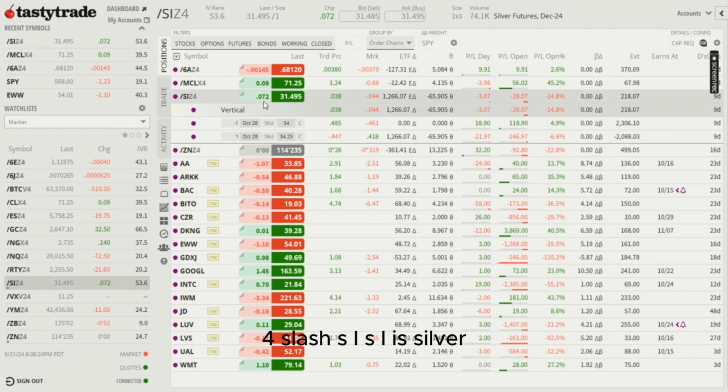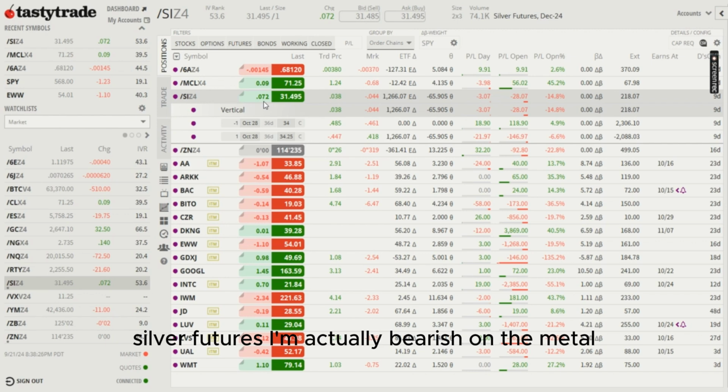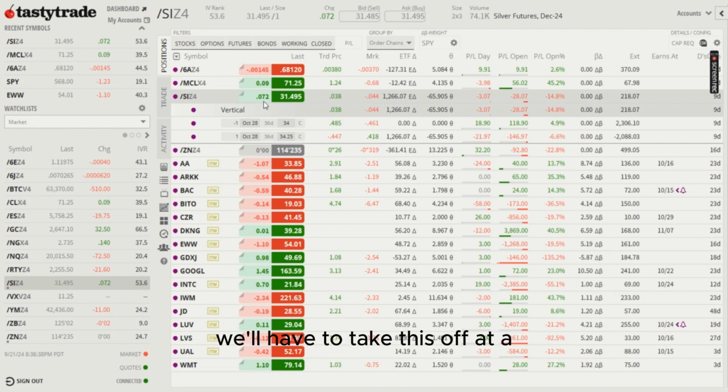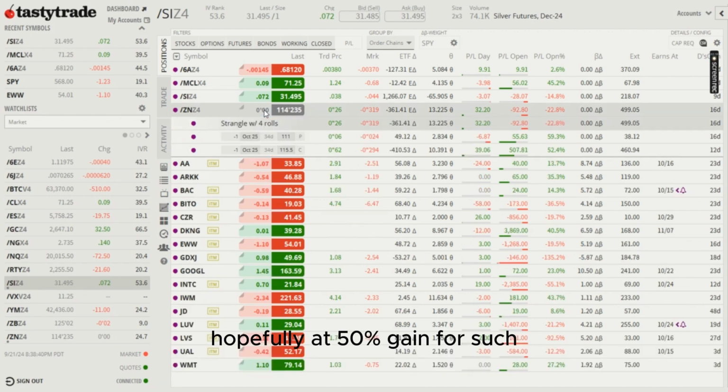/SI. SI is silver futures. I'm actually bearish on this particular metal right now. Again, it's working. I've got 36 days to expiration. We'll look to take this off hopefully at a 50% gain.